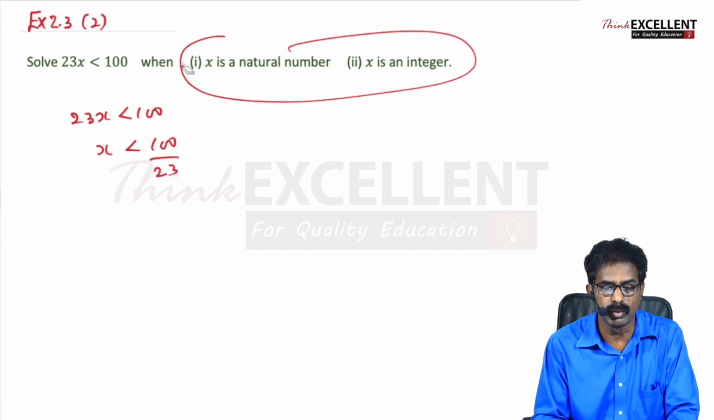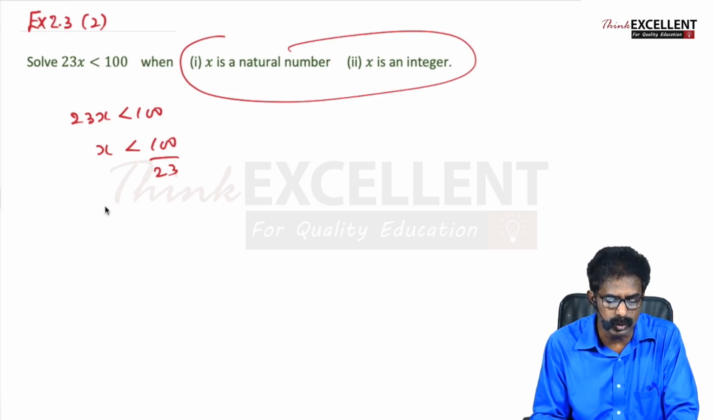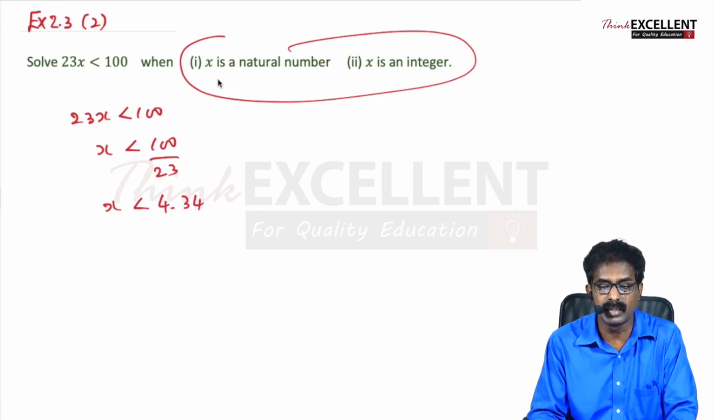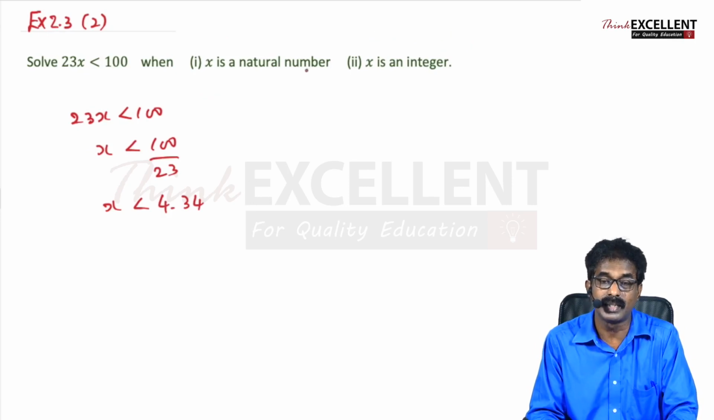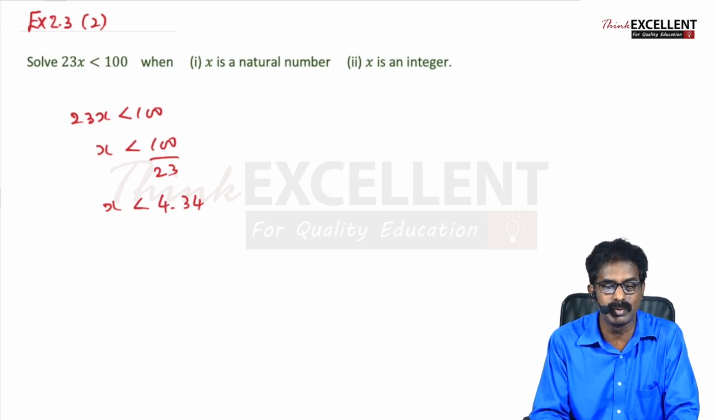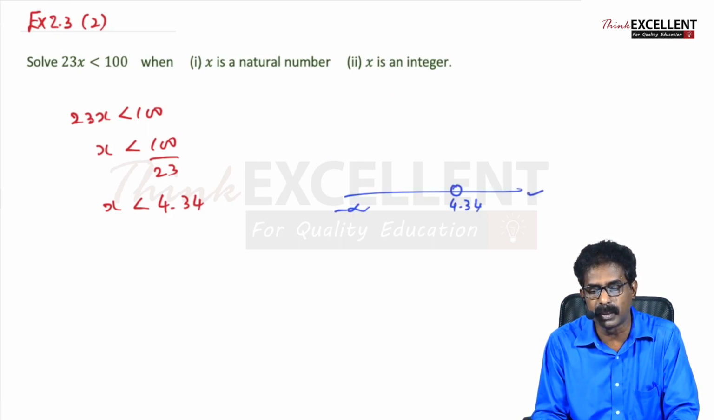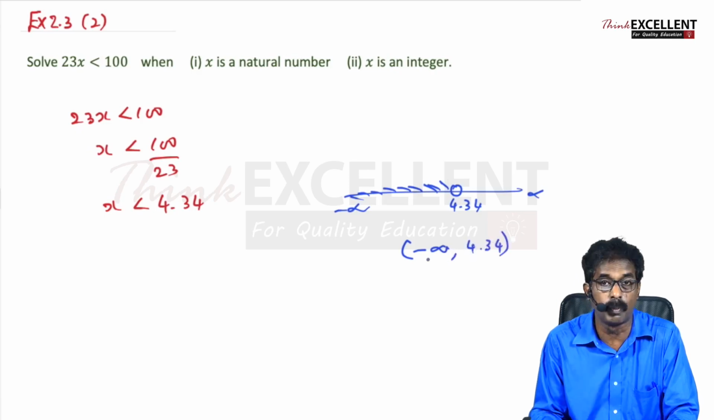100 by 23. So x is less than 4.34. But here they ask the answer as a natural number, as an integer. Two subdivisions. If nothing is specified, for less than 4.34, you write it on the number line from minus infinity to plus infinity, this portion. Or when you write it as an interval: minus infinity, comma, 4.34, both sides open interval, right?